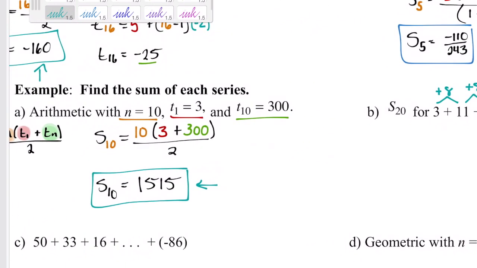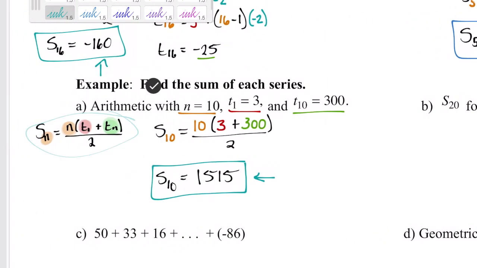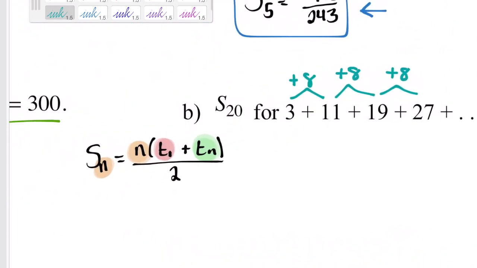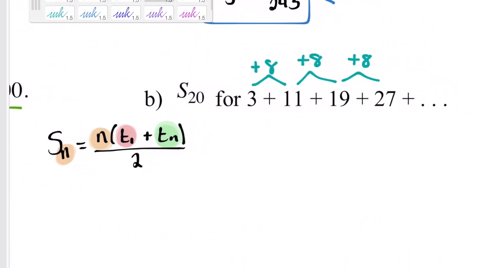I'm going to go over and borrow my formula again. Just going to keep passing it along. It's like someone's favorite pair of shoes. So here, my n is going to be the 20. So they want me to find the sum of the 20 terms.